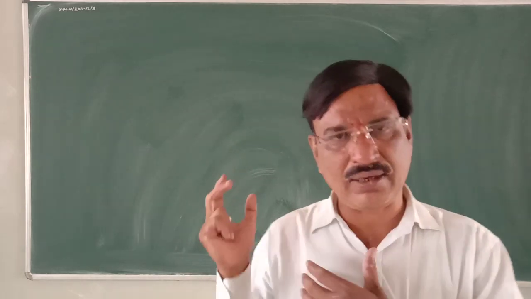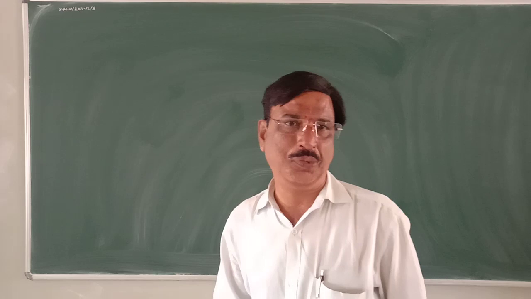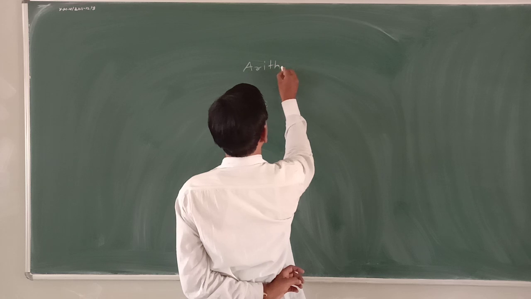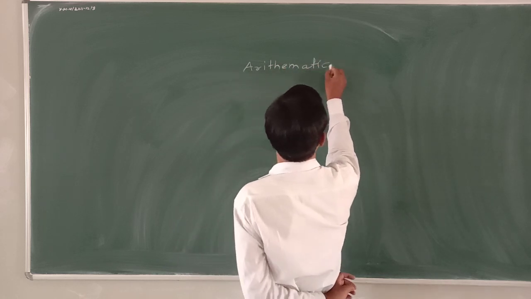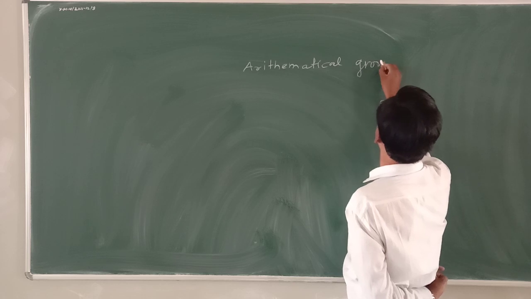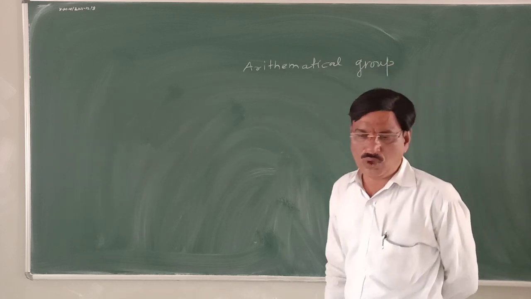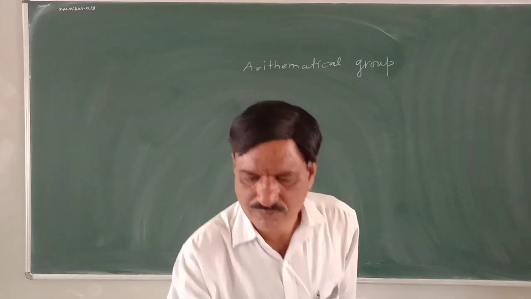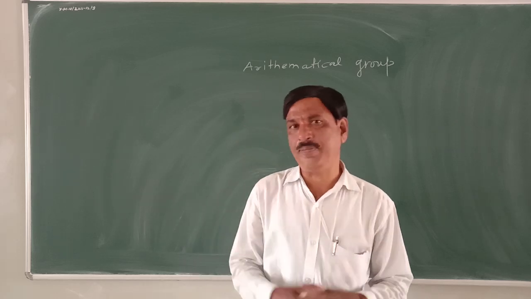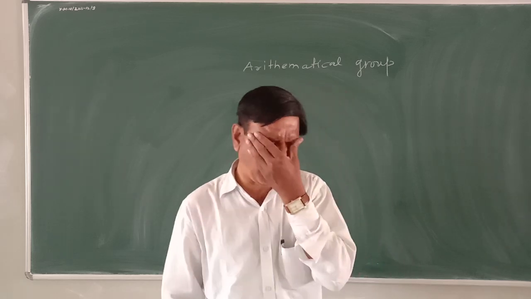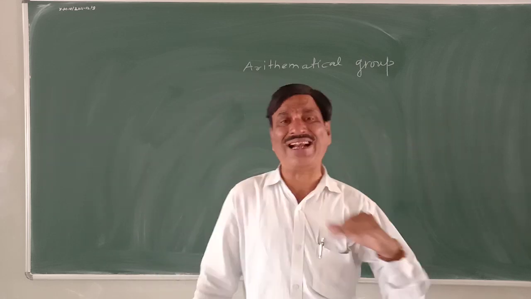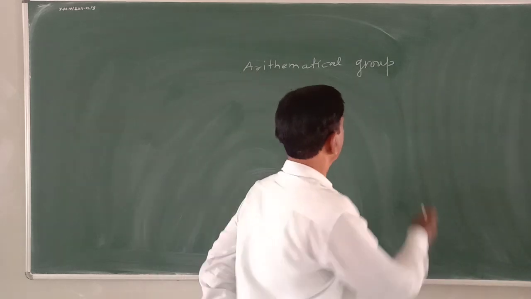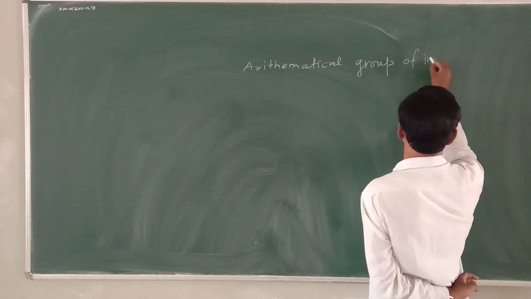Today we are going to start the second group, that is the arithmetical group. So we are studying the instructions of 8085, and we have already seen that there are 5 groups depending upon their operations. First we have completed data transfer instructions. Now here is the arithmetical group of instructions.